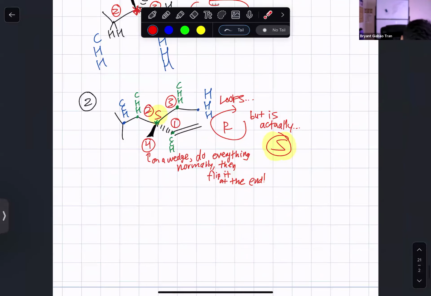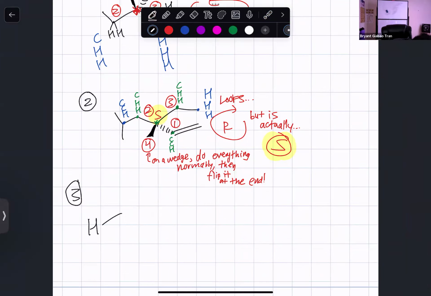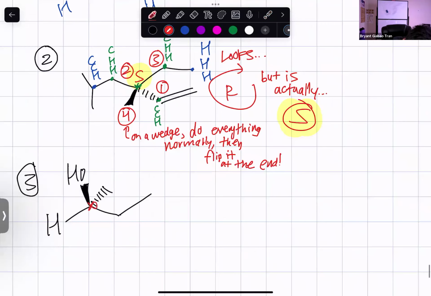Okay. Now the hardest example is when the lowest priority group is on a flat bond, not a wedge, not a dash. Right. So this is our chiral center right here. Our lowest priority group is on the flat bond. This is number 1. This is number 2. This is number 3. Right.